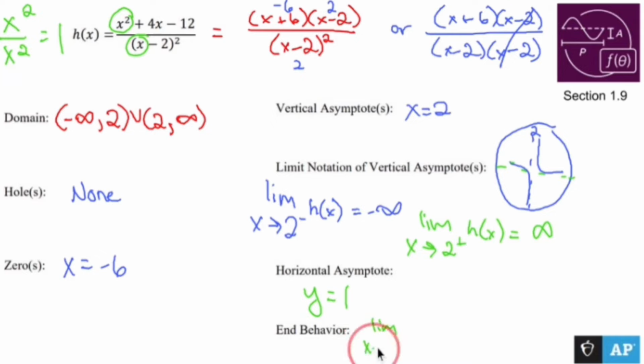So the limit as x approaches negative infinity, as x decreases without bound, of h of x is going to be the same as the limit as x approaches positive infinity, and those both equal 1. Since I ran out of space there, I wrote it out as they all equal each other.